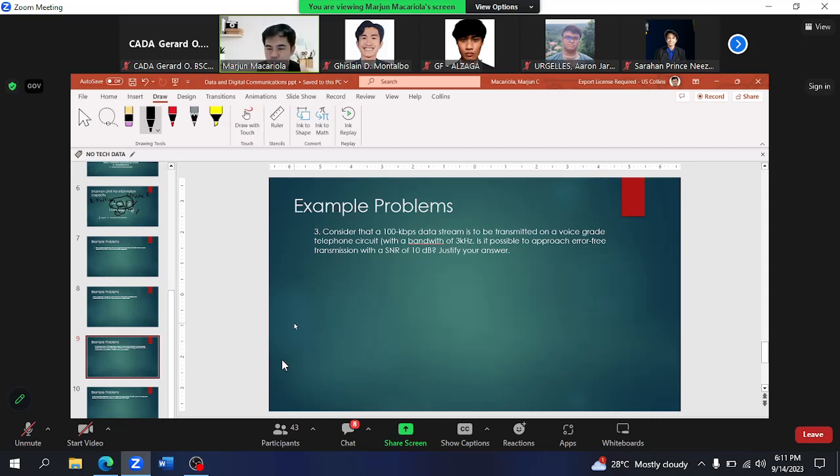As you can see here, we are given a maximum data rate of 100 kbps, a bandwidth of 3 kHz, and a signal-to-noise ratio of 10 dB. Yet, we are asked if it is possible that the maximum data rate and the information capacity will approach an error-free transmission. So how is that possible? Or is that possible? Or what are the conditions to be met to be able to say that it will approach an error-free transmission?